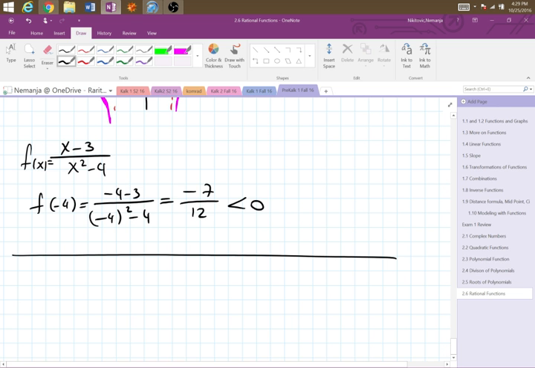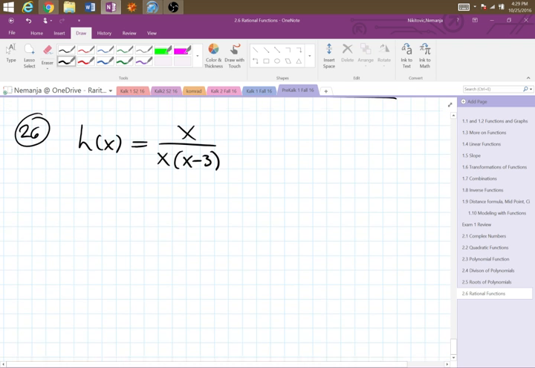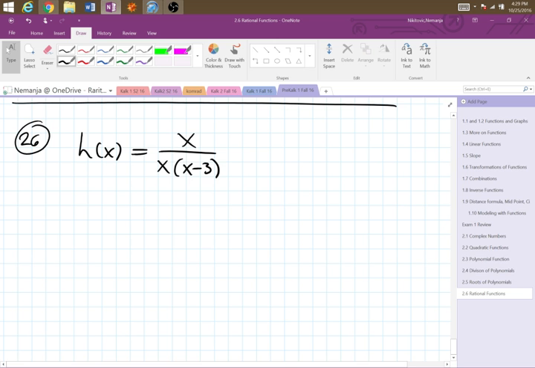I'm going to just cut and paste the problem from the textbook, number 26. h of x, whether it's f, h, g, doesn't really matter. They give you this in factored form already because they really don't want you to strain your back trying to factor this. Graph it, find the asymptotes, intercepts, just do the whole thing. Do the whole thing.